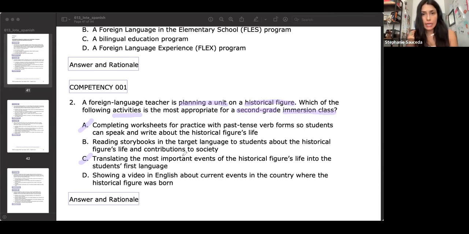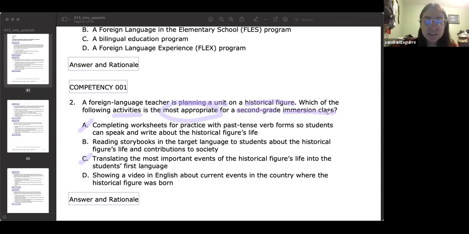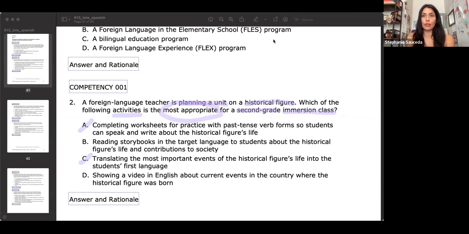And they'll say, like they said it here, most appropriate. They say most appropriate because sometimes they give you three appropriate answers, but one is more appropriate than all the others based on the specific words they use in the scenario. So it's carefully reading: this is a whole unit of planning on a historical figure, and we're looking for activities most appropriate for a second grade immersion class. We're left with B and D. So which one of these would be best? I think clearly it is letter B. I think so too. I agree.